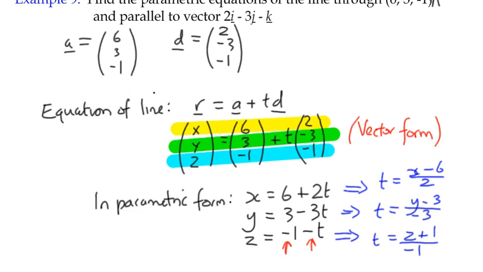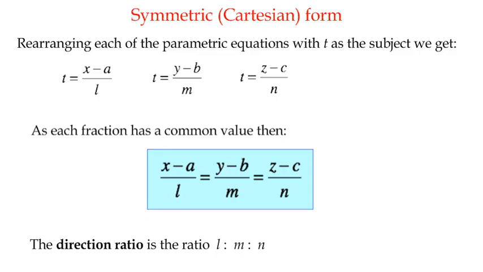It's not as fully simplified as we would normally do, but you notice that each of these fractions represents the value t. Now we know that t has to be the same for each of these, which effectively means that each of these equations is equal to each other. We have an equality. And that's basically the structure of our third and final form, which is symmetric form, sometimes called Cartesian form. So, rearranging the parametric equations, we end up with three little fractions.